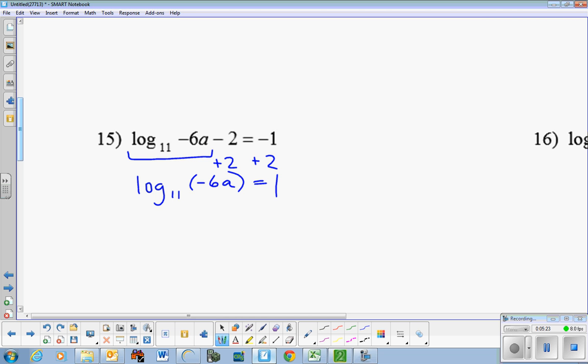The log expression is isolated. The base of the log is 11. I'm going to write it this time. This is the step right here that you might not always write, but write it until you're comfortable.